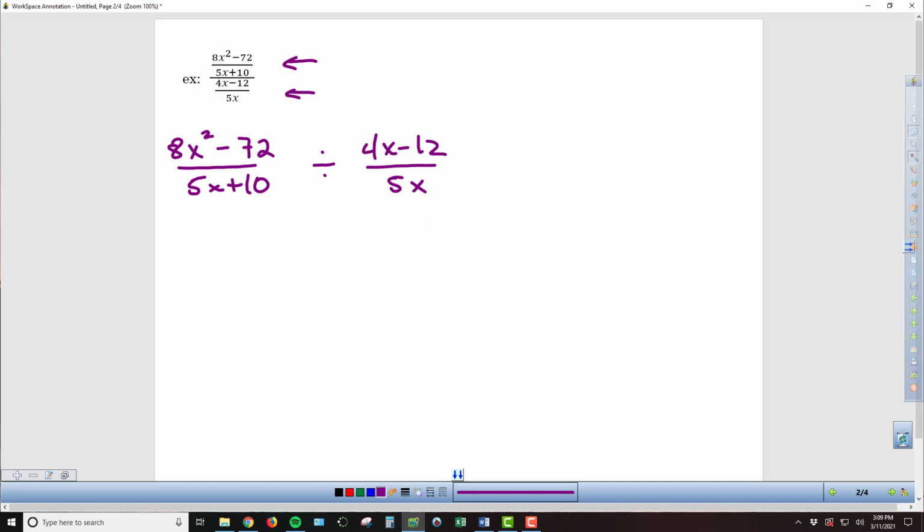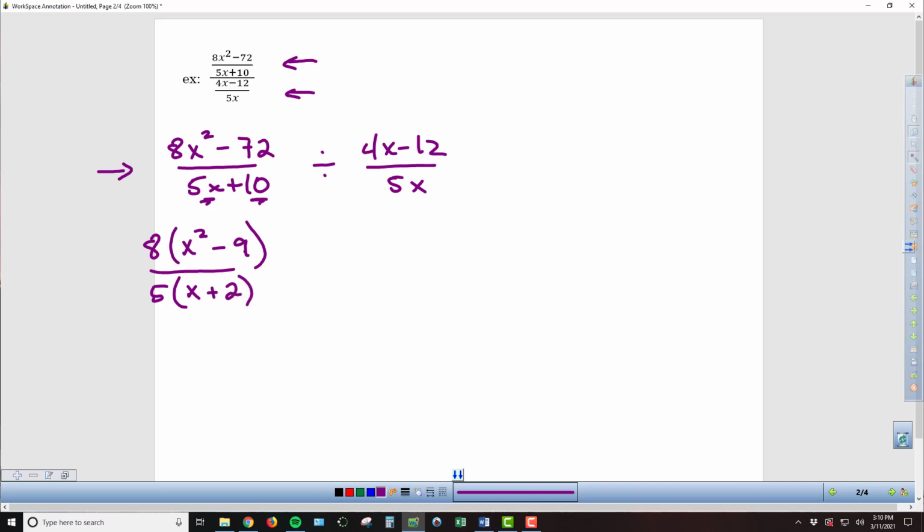So now let's start our factoring. So the first fraction here, in the numerator, we can undistribute an 8. So we take out an 8. That leaves us with x squared minus 9, which hopefully we see we'll be able to factor further, but we'll get there in a minute. And then in the denominator, between the 5x and the 10, there's a 5 that's in common, so we can undistribute that, and then we get x plus 2.